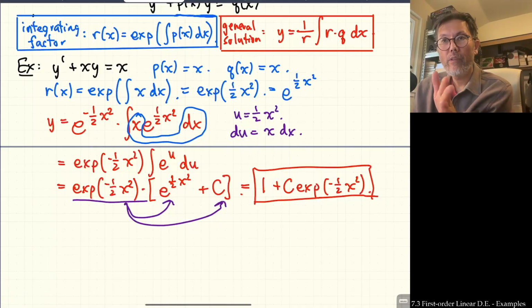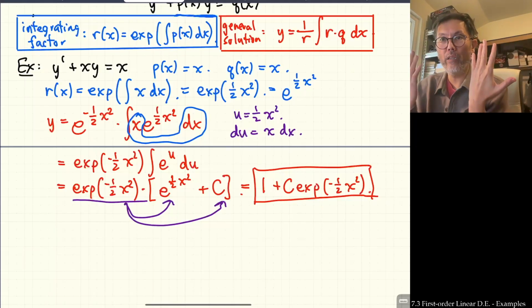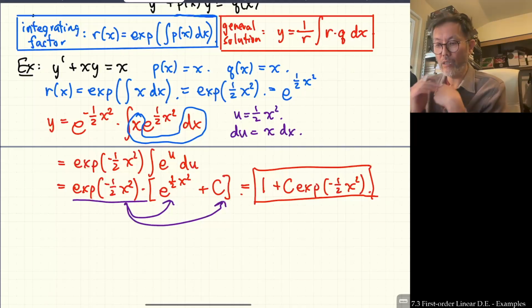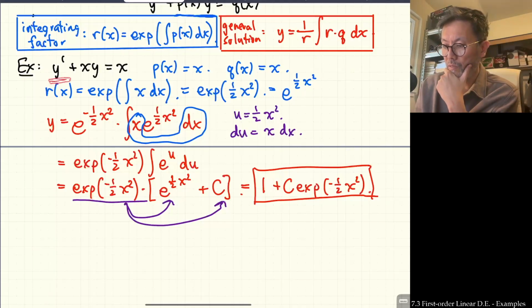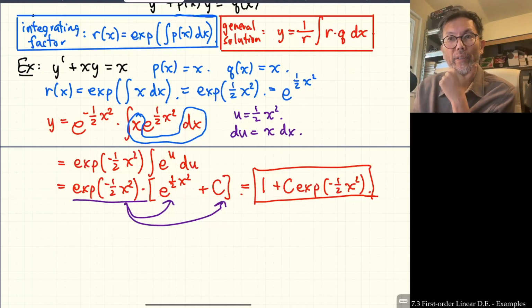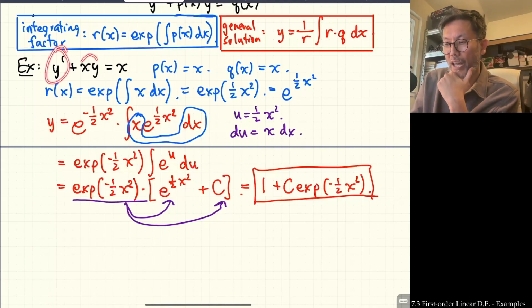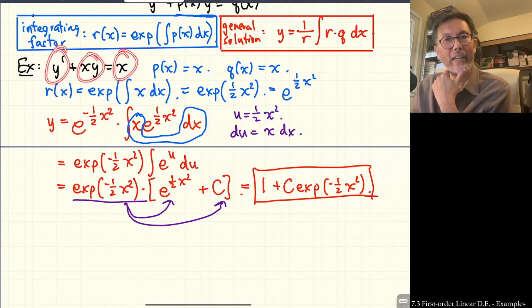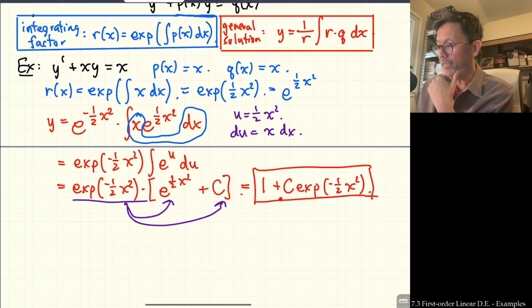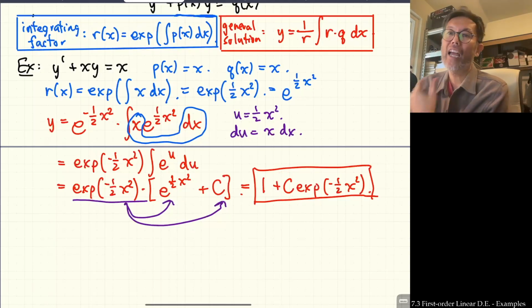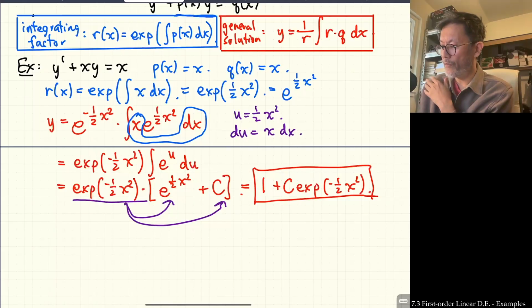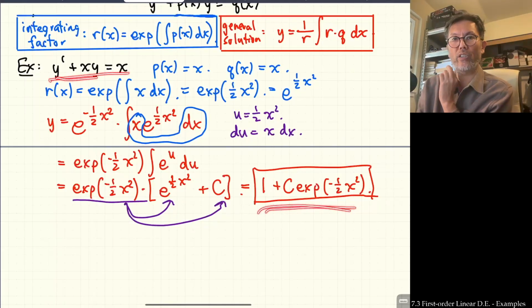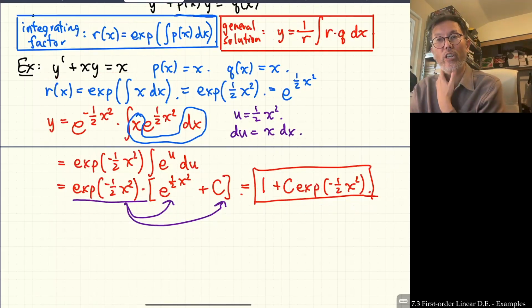In particular, if we set this constant c equal to 0, then we get the purported solution y equal to 1. Can we just check that y equal to 1 really is a solution? We go back to the original equation and plug in y equal to 1. Y prime is 0. X times 1 is x. And it's equal to x. So indeed, when c is equal to 0 at the very least, this is a solution. And you can check, no matter what c is, this will be a solution to this differential equation. Great. This is the general solution.